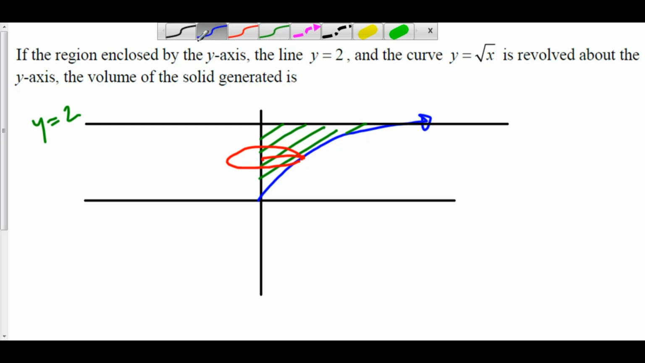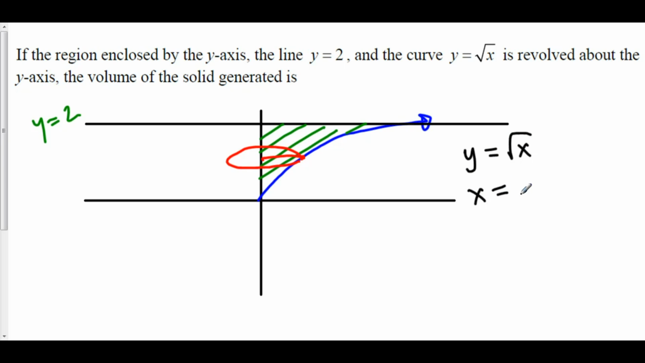We can change this. Y equals the square root of x. If you square both sides, we have x is equal to y squared. Oh, hey, look at that. This is the graph x is equal to y squared. So the radius is just y squared. Now let's talk about our limits of integration. We're going from y equals 0 up to y equals 2.